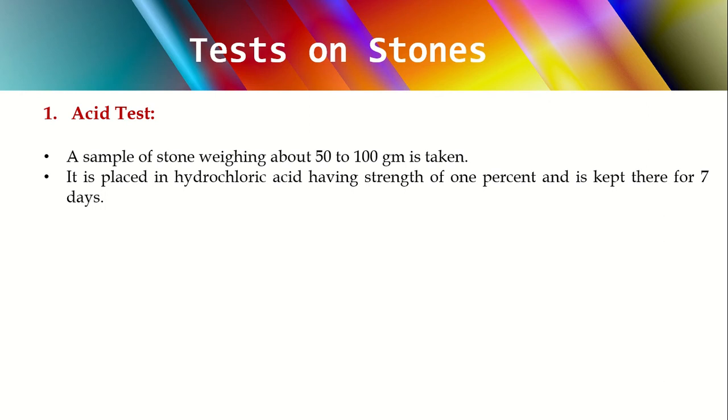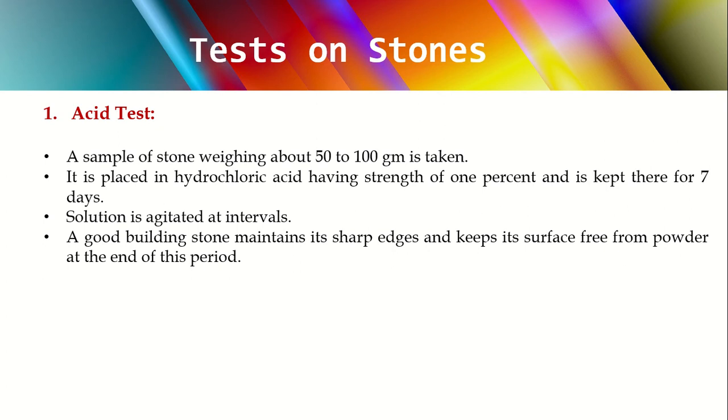Okay, and then this stone sample, which is around 100 grams, is placed in HCl, hydrochloric acid, and it is left for 7 days. So you're taking 100 grams of stone sample, placing it in hydrochloric acid and leaving it for 7 days. Also remember that you have to disturb the stone sample at regular intervals, like once in a day.